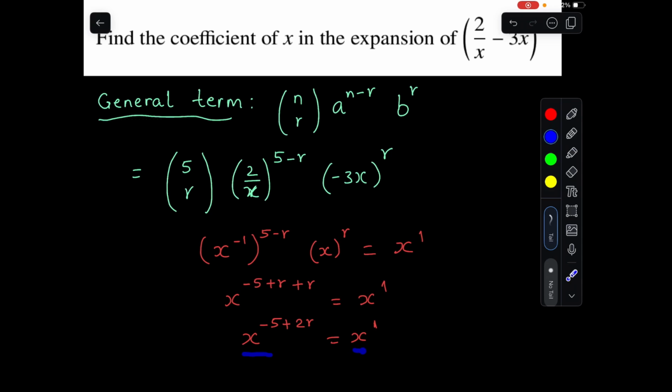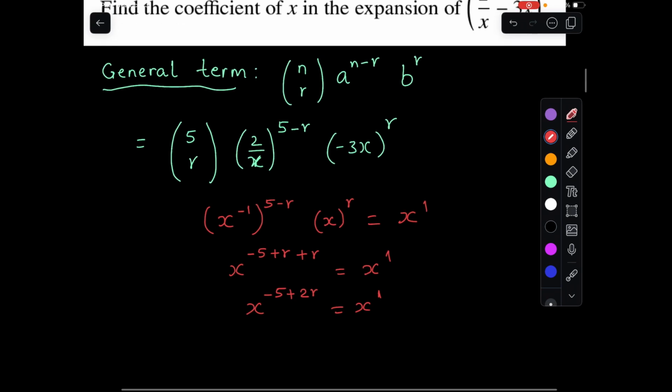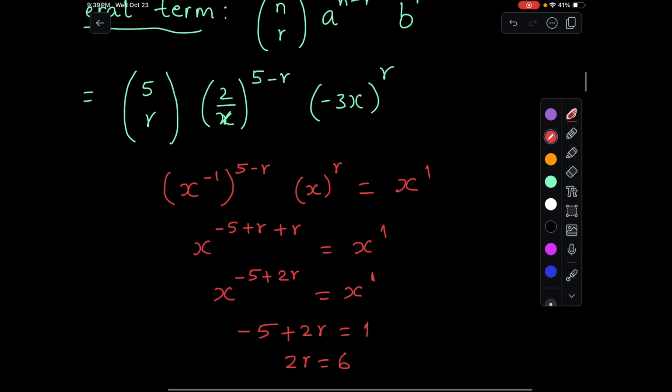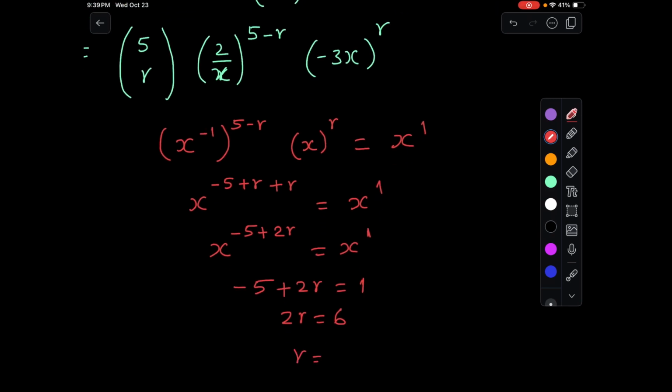Since the bases are same, we can equate the exponents. We are going to get minus 5 plus 2r equal to 1, or 2r is 6. That gives me r is equal to 3.